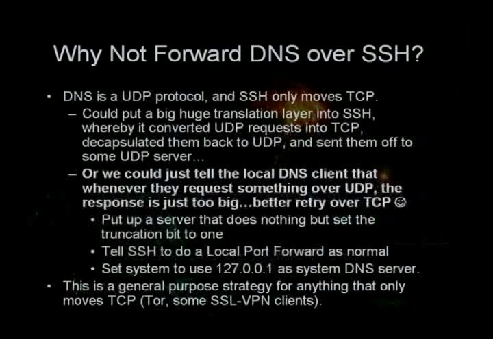Or, it turns out DNS will run over TCP. You just have to tell it it won't work over UDP. So you put up a silly little server that all it says is, oh, you're coming to me over UDP? No, that isn't going to work. Truncation bit equals 1. And the client goes, oh, well, let me retry that over TCP. And that SSH can move just fine. This is a nice general purpose strategy for anything that's trying to use SOCKS in an environment where the client doesn't necessarily support it. Works well.